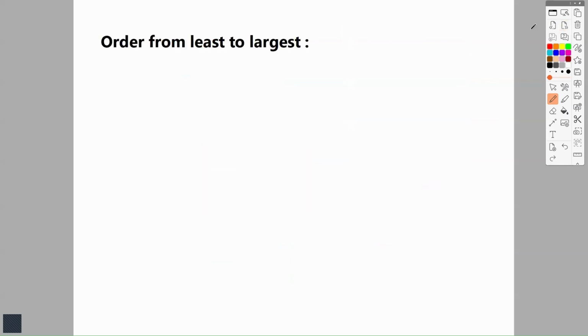Now let's move to another question. Order from least to largest. In this question, we will try to arrange numbers in different forms from least to largest. Let's take an example of 24% and 11 over 50 and 0.23. To arrange these numbers, we cannot do this unless we put them in one form.